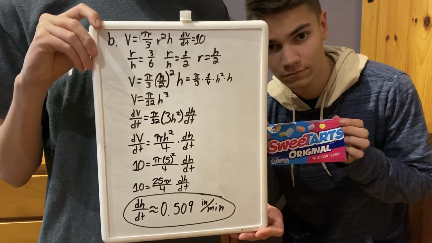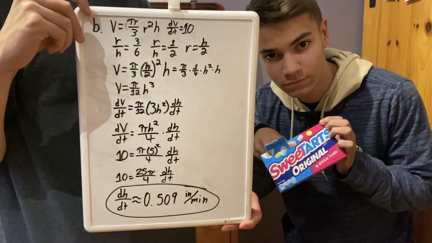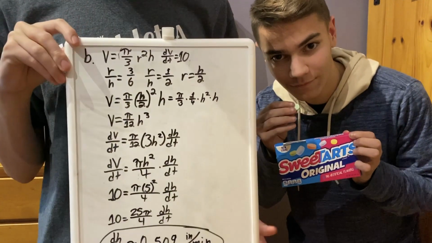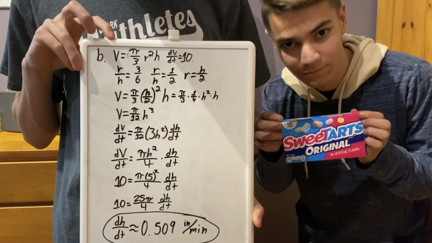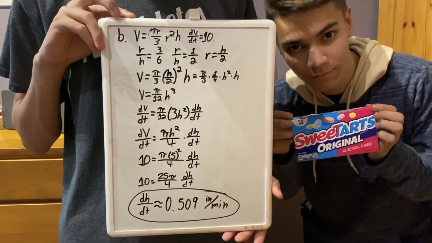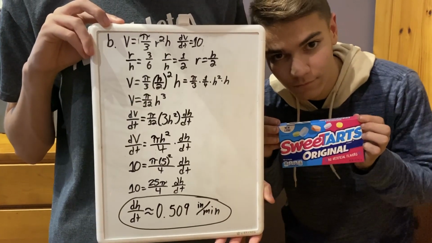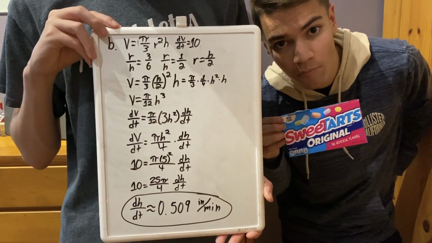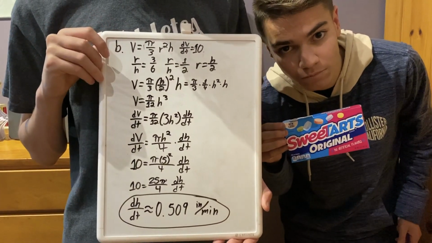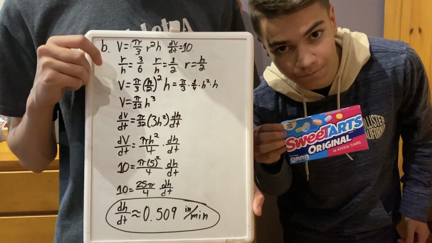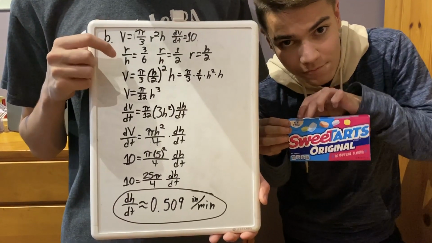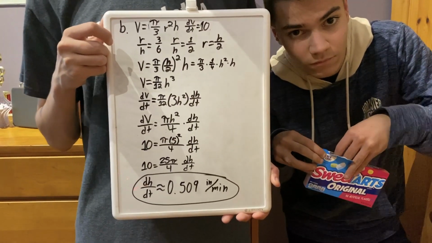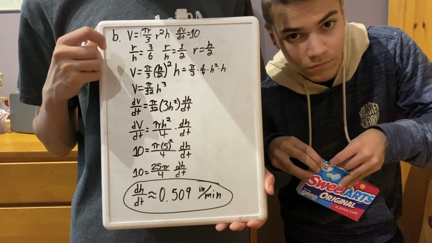Okay, after that short commercial break, we're back, and we're going to be solving Part B. Part B states, how fast is the level in the cone falling at that moment? So, let's go over what we're given. We know that the volume of a cone is equal to pi over 3 times r squared times h. We also know that the derivative of volume over time is equal to 10. So what we need to do now is find r in terms of h. So if we take r divided by h, we get 3/6, which reduces to 1/2, which gives us r is equal to h over 2.